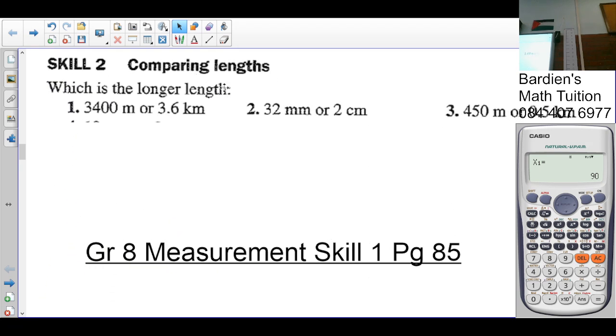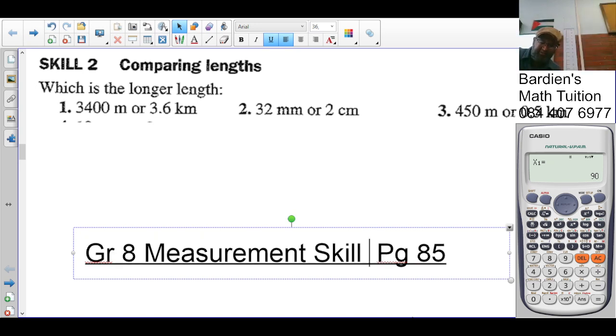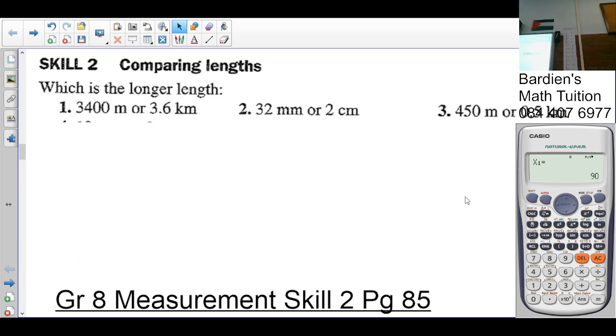Now skill 2. Skill 2, we are told to compare lengths. And we're still on page 85. Is that correct? Right. Skill 2 on page 85. Which is a longer length? So what we need to do is we need to first bring it to the same SI unit. Nice. So we always convert it to the smaller one of the two. Not so. What is smaller? 1 meter, 1 kilometer? 1 meter.